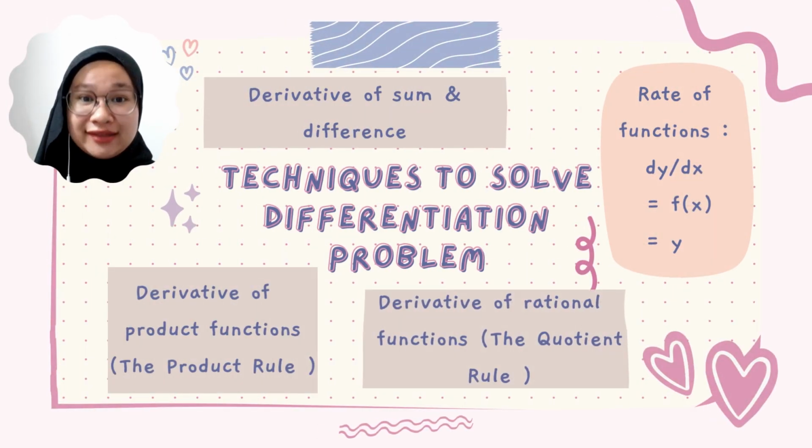There are 3 techniques that can be used to solve differentiation problems. The first technique is the derivative of sum and difference. The second one is the derivative of a product function, which can also be called the product rule. And lastly, the derivative of a rational function, which is the quotient rule. Rate of change of a function can also be defined as dy over dx, or f'(x), or y'.